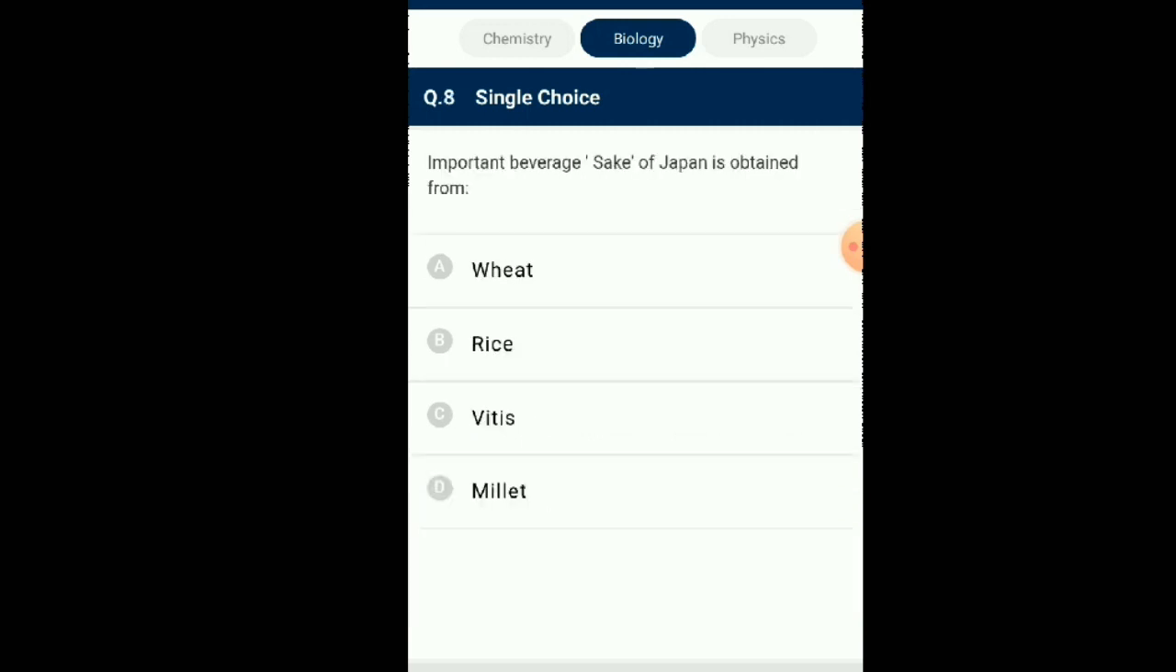Question number 8. Beverage sake of Japan is obtained from. Sake is a traditional alcoholic drink in Japan, also known as Nihonshu, Japanese liquor. It is the country's national beverage. Sake is essentially rice, so it has many variations of rice flavors from sweet to steamed to burnt. The process to make sake is multiple parallel fermentation. In this process, starch in the rice is converted to sugar, which is followed by alcoholic conversion. So the answer for this question is option B, rice.